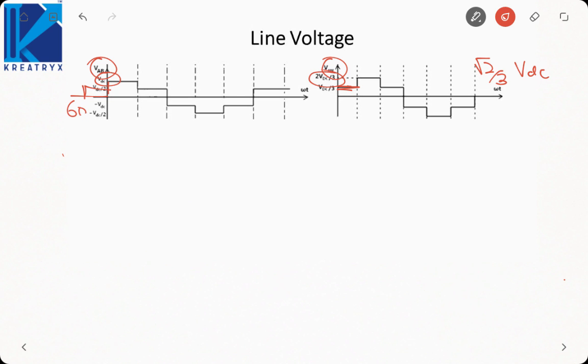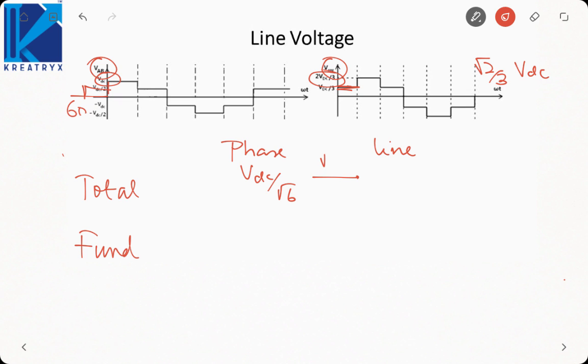Okay. So let us summarize the relation between the phase and the line voltage, similar to what we did for the case of 180 degree conduction mode. So we have two sets of quantities, phase and line, total and fundamental. We just now saw the phase voltage RMS was VDC by root 6. Now if we multiply it by root 3, we will get the line voltage, that is VDC by root 2.